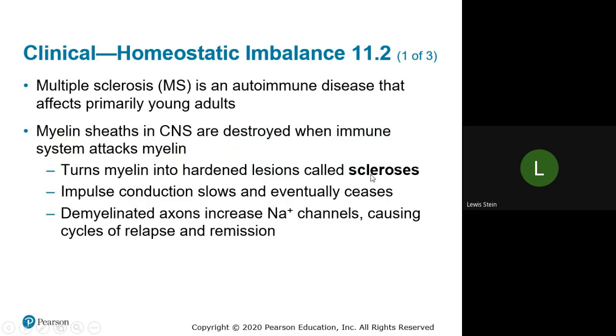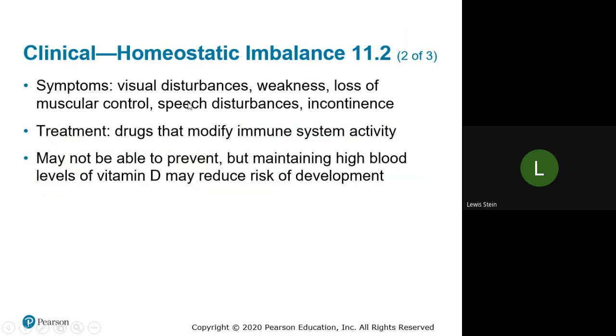Hardened lesions in the myelin. Anything that's hardened, that's where the term sclerosis or sclerotic comes from. Changes impulse conduction, demyelinates, etc. Again, the channels we use most rapidly are the ones that are affected first: visual, weakness, speech disturbances, and eventually more of those.